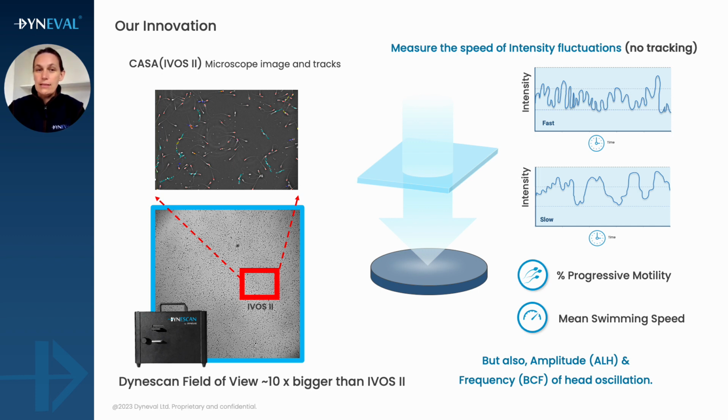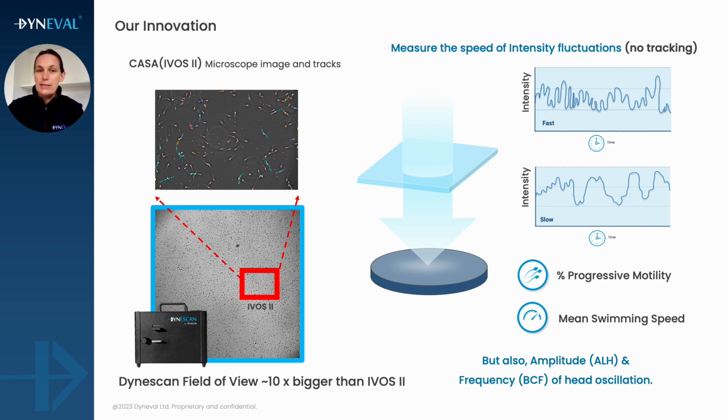The Dynescan is unlike all other semen analyzers. Our technology depends on measuring intensity fluctuations within the video, and through applying methods from advanced statistical physics, we're able to extract the key parameters of percentage progressive motility and mean speed of the spermatozoa.